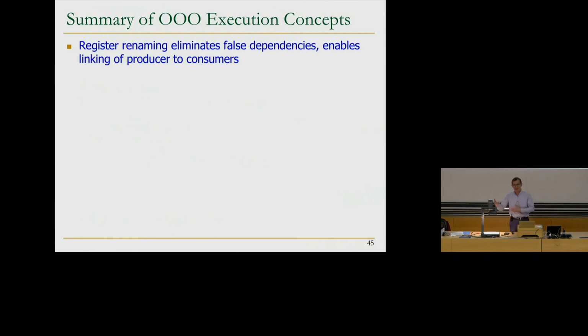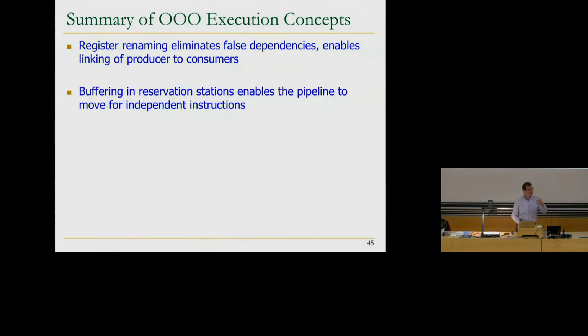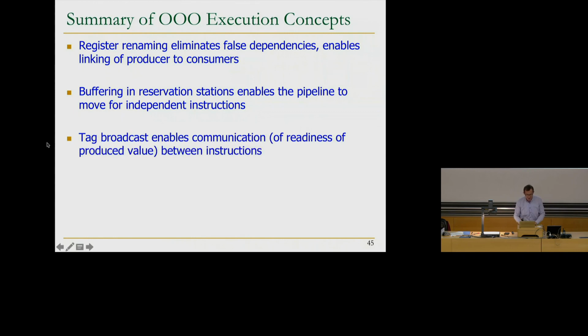So let's think about what these enable. Register renaming eliminates false dependencies, as we said many times. It also enables linking of consumers with the producers. And buffering in reservation stations enables the pipeline to move for independent instructions. Before, the problem was that we had an independent instruction coming later, but we had nowhere to put the dependent instruction. Now, buffering in reservation stations enables that. But we cannot just do buffering. We need to do all of this to actually enable out-of-order execution. Tag broadcast enables communication of the readiness of the produced value between instructions. And wake up and select enables out-of-order dispatch.